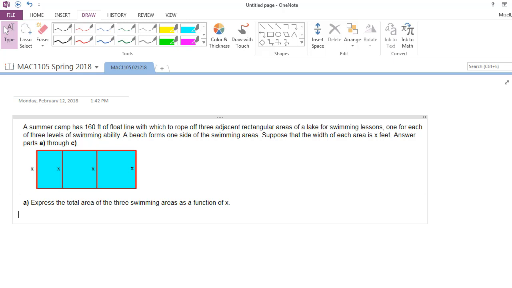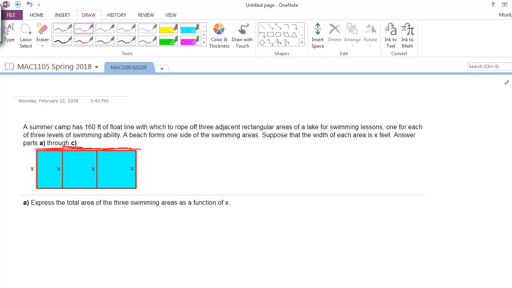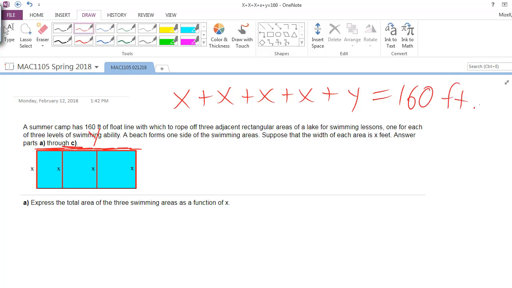Well, I'm going to take that side that has to have rope, this outside side right here, and call that y. This other side doesn't have to have rope, so I'm not going to give that a dimension. We can ignore that. But I believe x plus x plus x plus x plus y equals 160 feet. Does that make sense? That's where we have to have rope.